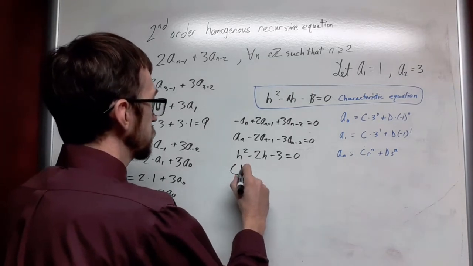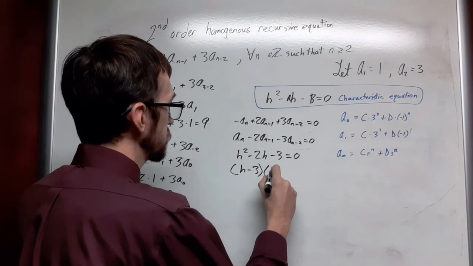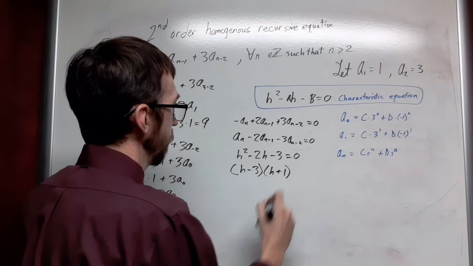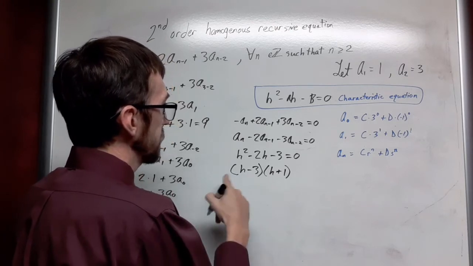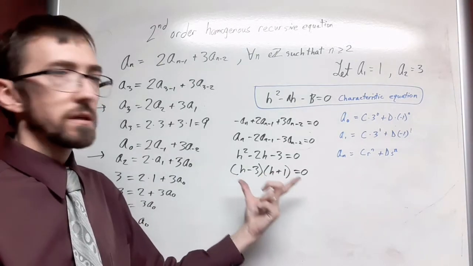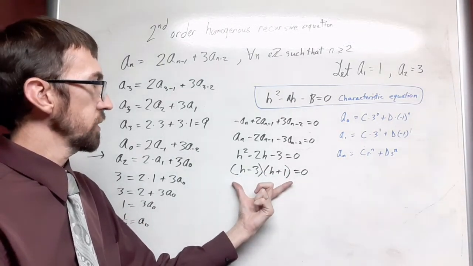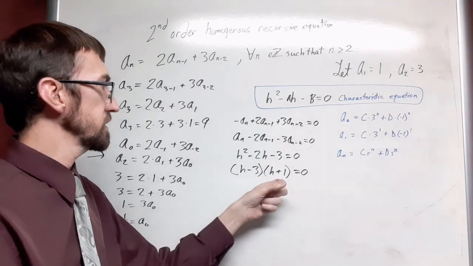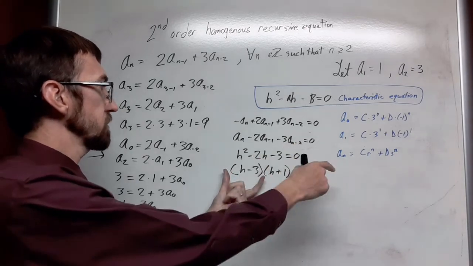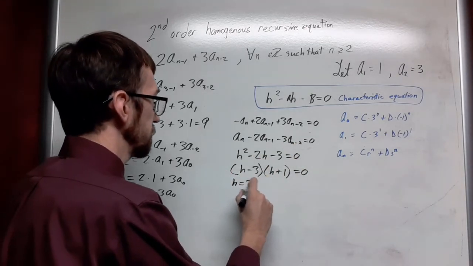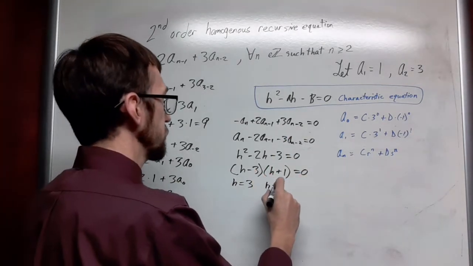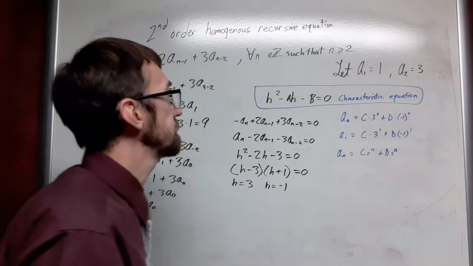So I'm going to have h minus 3, h plus 1, and that is going to be equal to 0. And then we're going to use the zero product property here to set each of these equal to 0 and solve for h individually. So h minus 3 equals 0 will give me h is a positive 3. h plus 1 set equal to 0, solving for h, will get h equals negative 1.